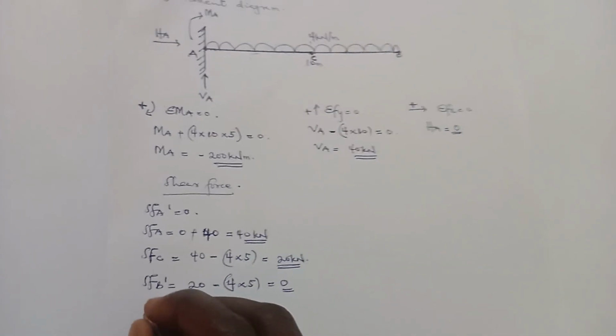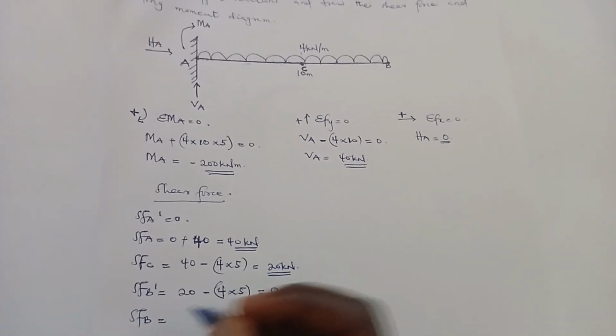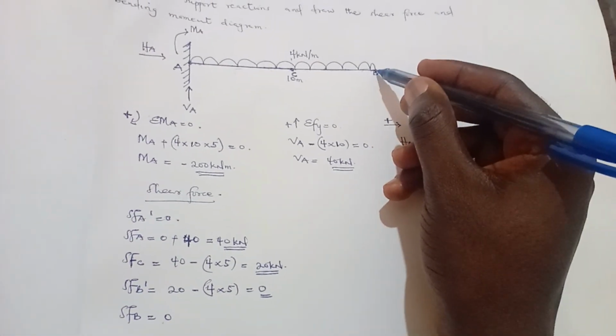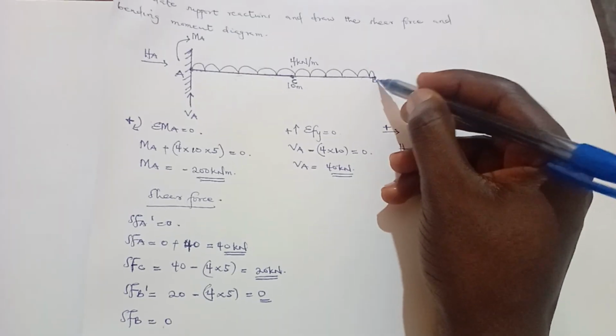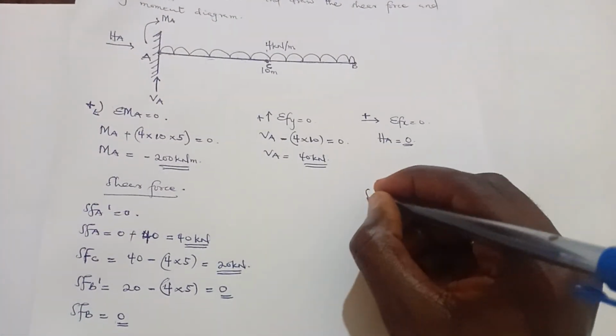And now calculate for the shear force at B. The shear force at B, we pick the previous one, which is 0, plus the existing force at B. There's no point load acting at B. So shear force at B is 0. So now let's draw our shear force diagram.